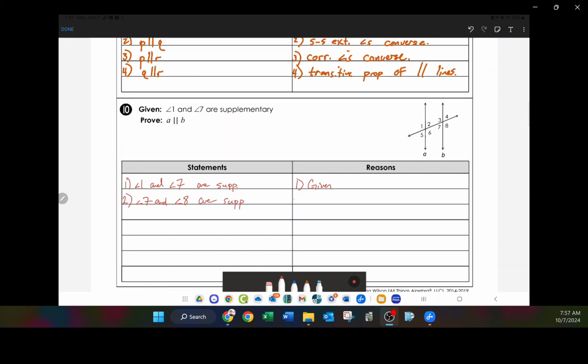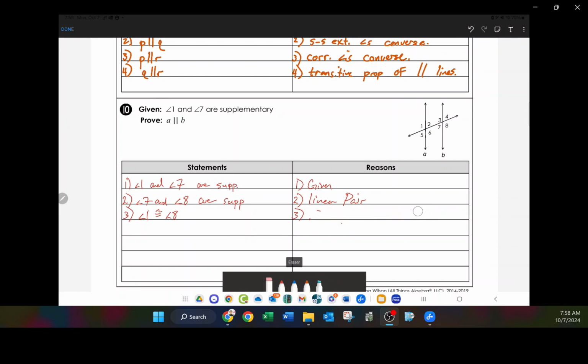Because they are a linear pair. If they're both supplementary to the same angle, then angle 1 is congruent to angle 8. And again, that concept: angles supplementary to the same angle are congruent.